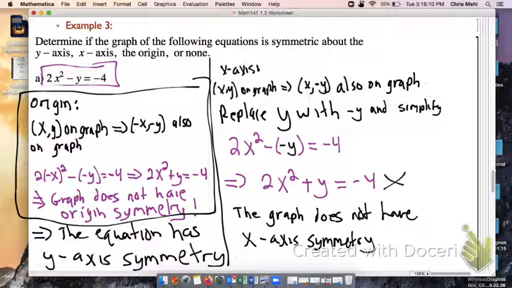I replaced x and y with minus x and minus y. Right. I simplified and again got 2x squared plus y equals negative 4. Again, notice that is not the same as the original. So what do I have? The graph does not have origin symmetry. Okay. So the only symmetry it has is y-axis symmetry.